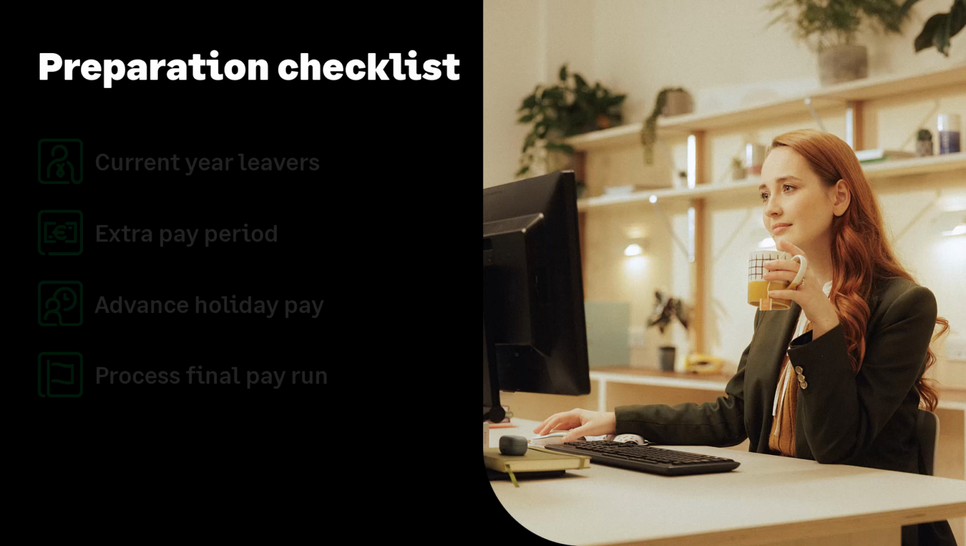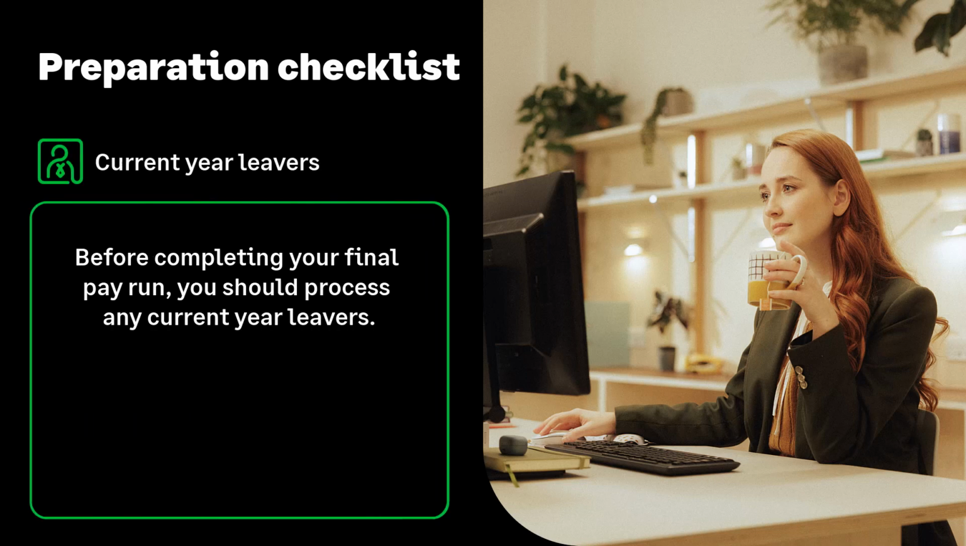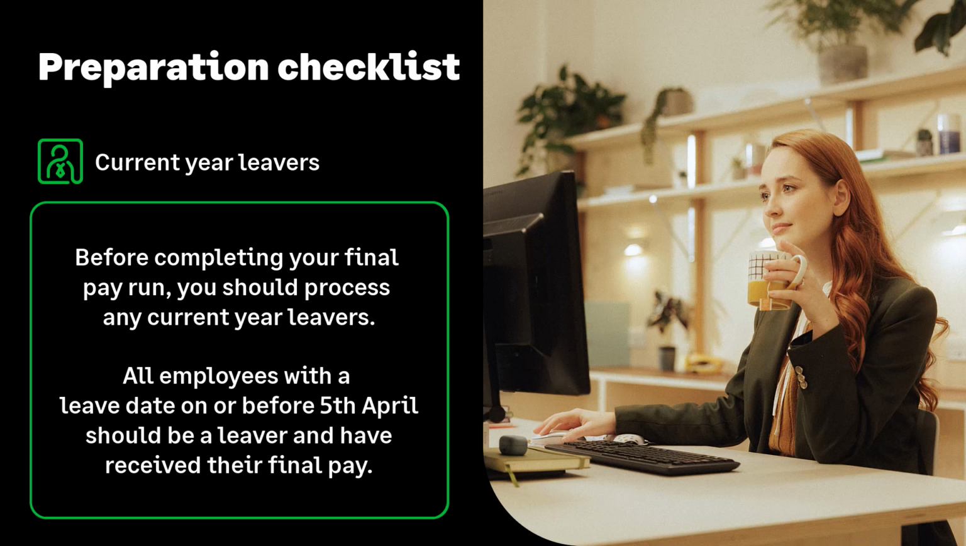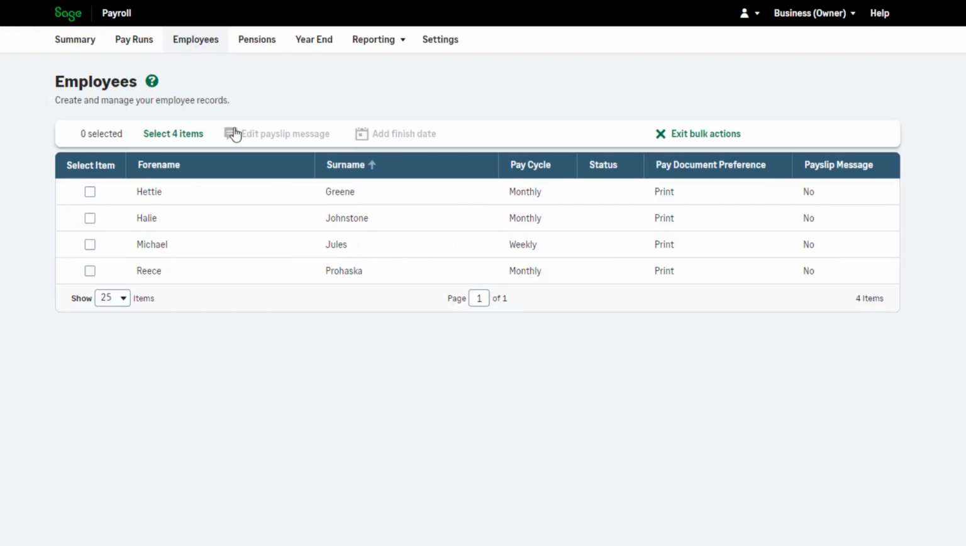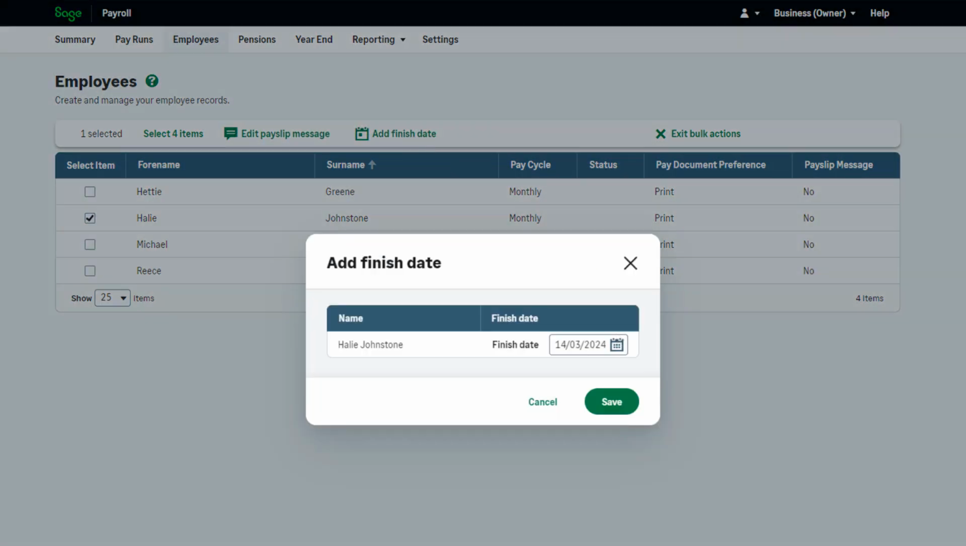We'll now look at preparing for year end and finalising your current tax year processing. Before completing your final pay period of the tax year, you should process any outstanding current year leavers. This means any leavers with a leave date on or before the 5th of April should be processed as a leaver in time for the final pay run of the tax year. You can mark an employee as a leaver in the Employee tab. You can do this using bulk actions or in the individual employee record.